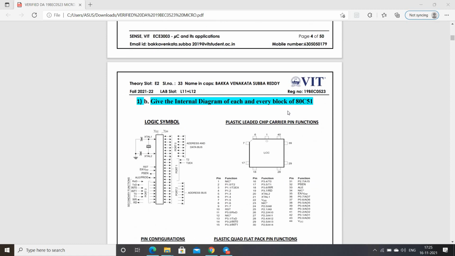And moving on to the B part, give the internal diagram of each and every block of 80C51. So these are each and every block of 80C51, as you can see here.